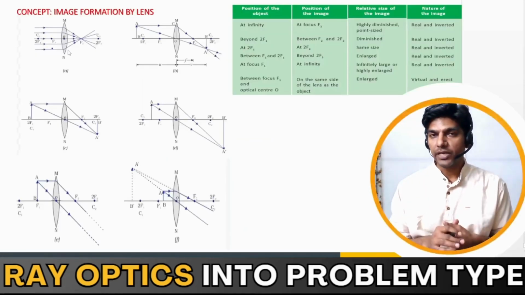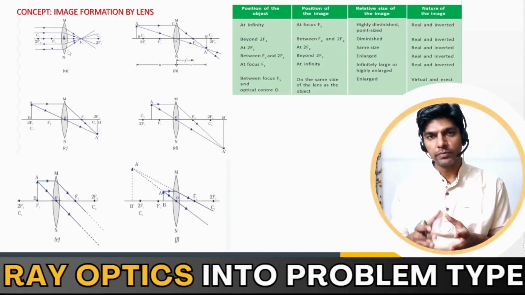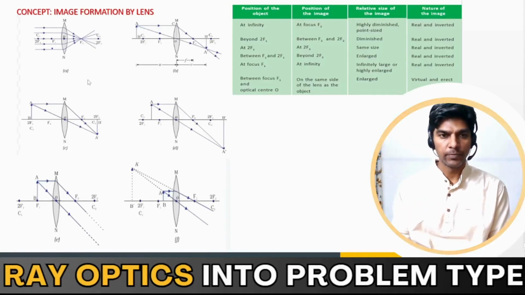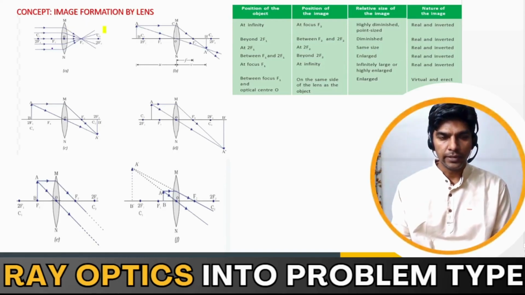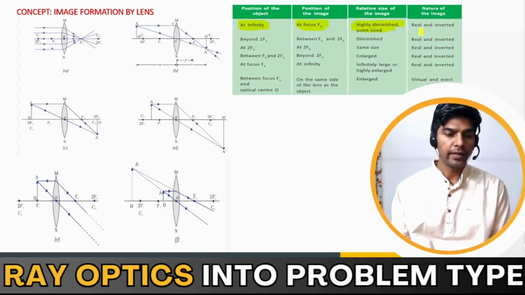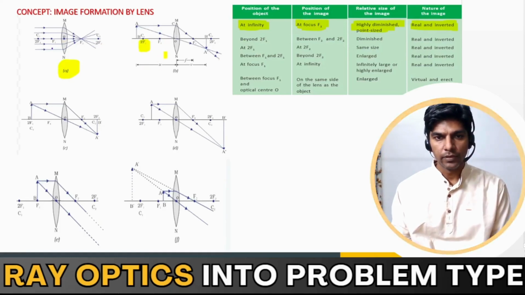The next problem type is based on the image formation by the lenses. So first we'll see the image formation by the converging lens and then by the diverging lens. So in case of a converging lens, if the object is placed at infinity, then the image will be formed at the focus, and it will be a highly diminished image, and it will be real and inverted. So this is the first case, right? Now if the object is placed beyond 2f, in that case the image will be formed between f and 2f, and it will be diminished, real and inverted.